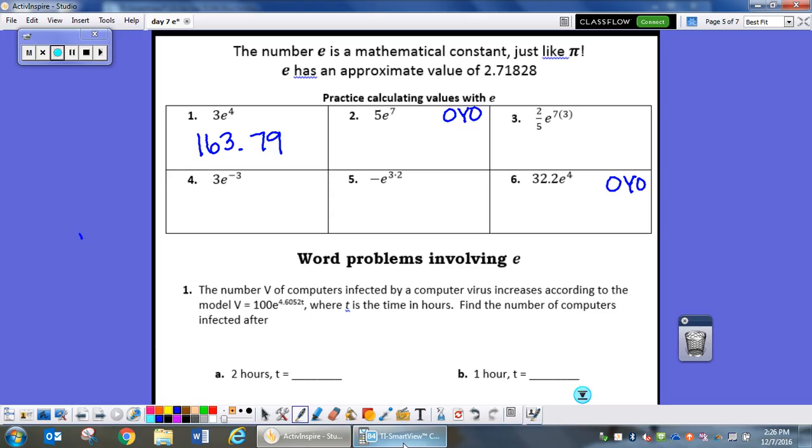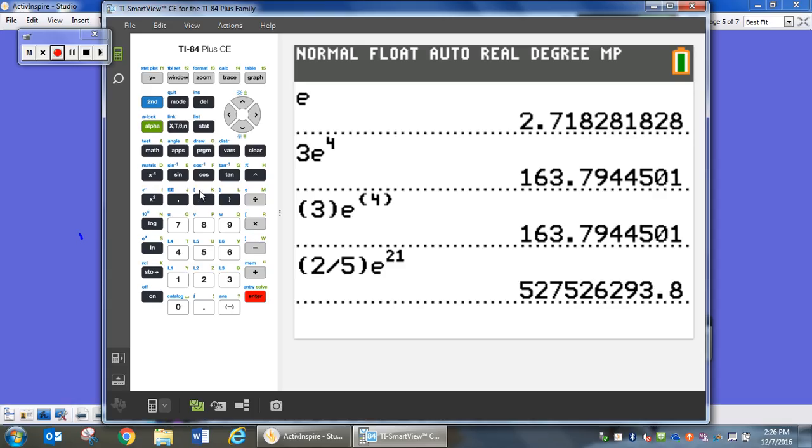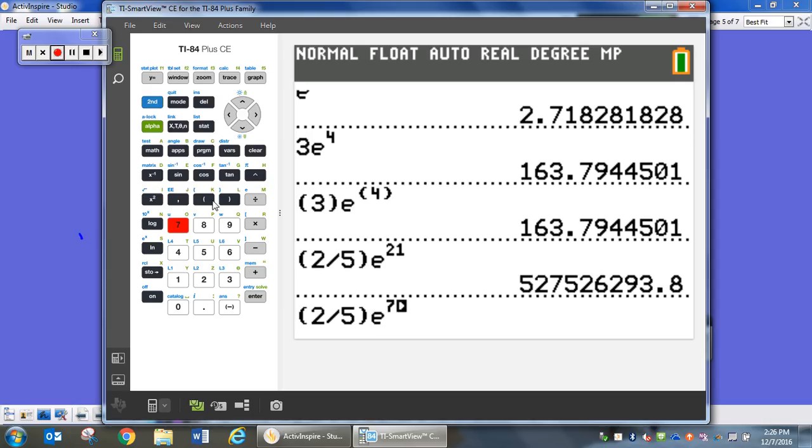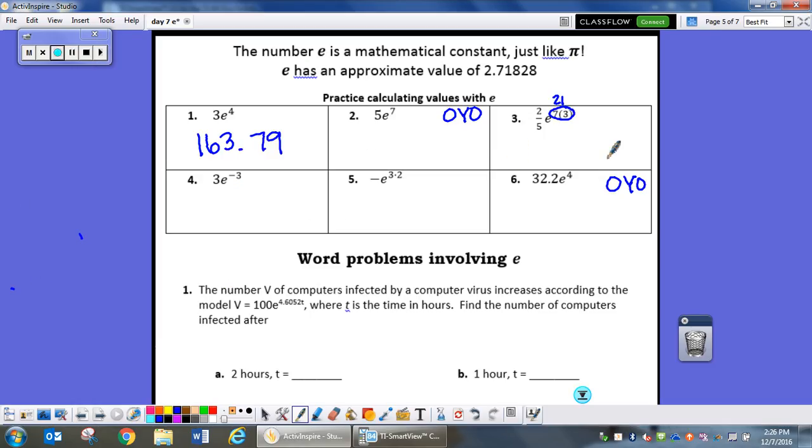Number 3 is one where I would definitely use parentheses. I would also make a note that 7 times 3 is 21. So to simplify things, you could just do 2/5, put it in parentheses, e to the 21st power. Now if you didn't do that, hopefully we would get the same answer. 2/5 e to the 7 times 3 power. And you can see we had a very large number. So you're going to write that number right there for number 3.